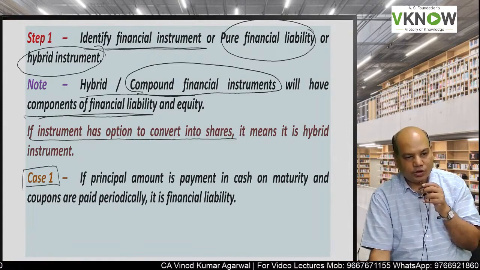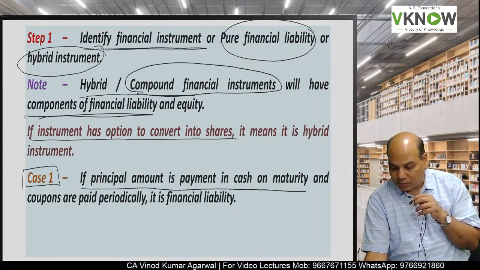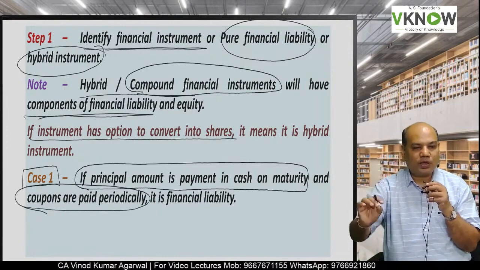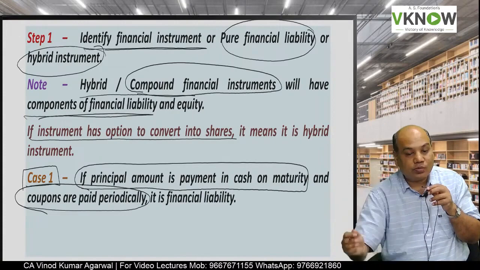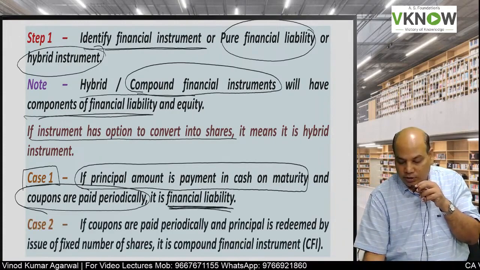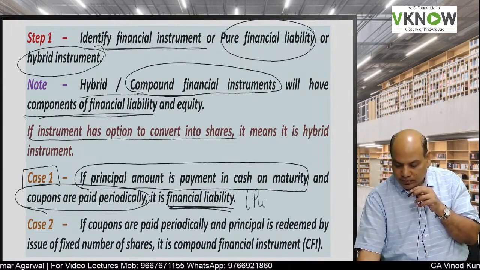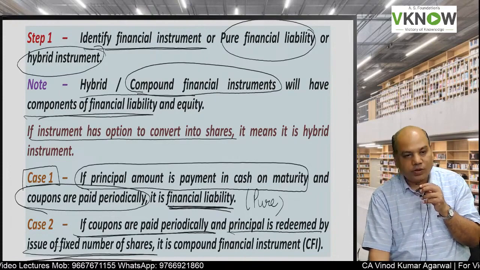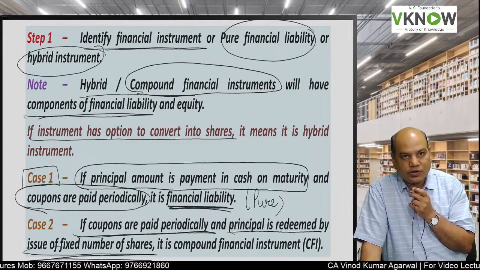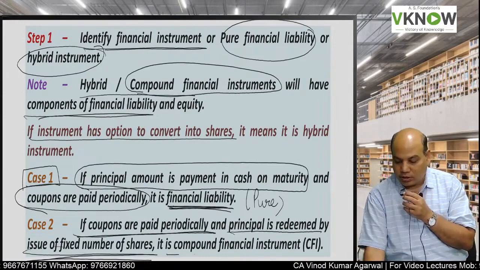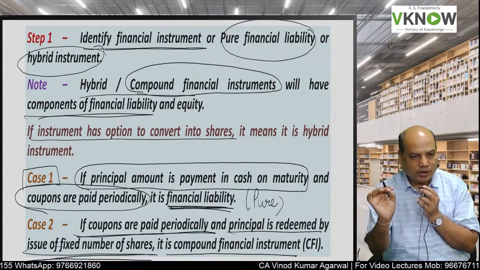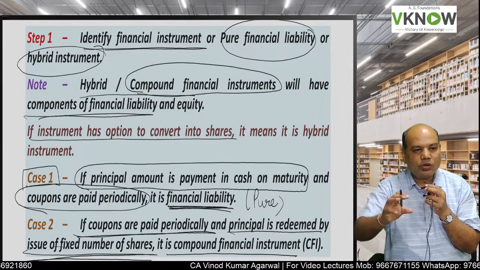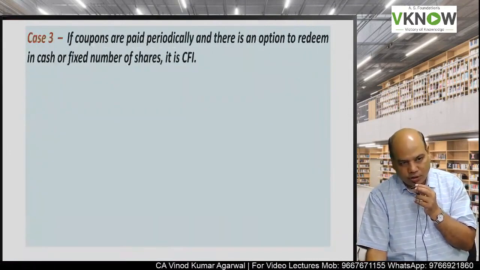Case 1. See what kind of question can be asked. If the principal amount is payable on maturity in cash and coupons are paid periodically, so there is only coupon payment and principal payment, and principal is paid in cash on maturity, then it is a pure financial liability. Case 2. If coupons are paid periodically and principal is redeemed by issue of a fixed number of equity shares, as we have studied today, a fixed number of equity shares means an equity component. Then the interest portion is liability and the redemption portion, which is in a fixed number of equity shares, is equity. Therefore, a combination of liability and equity is a compound financial instrument.